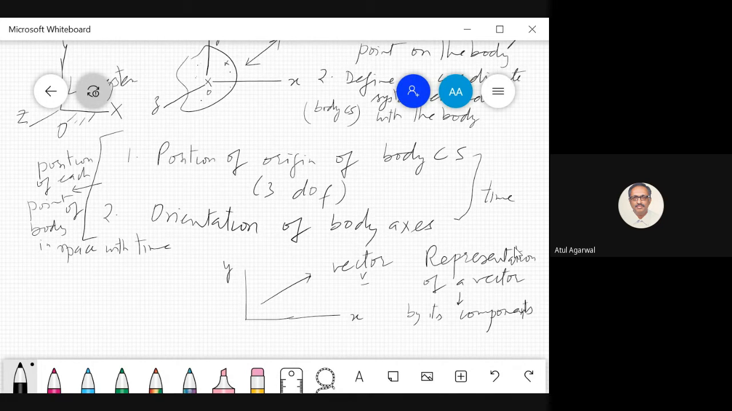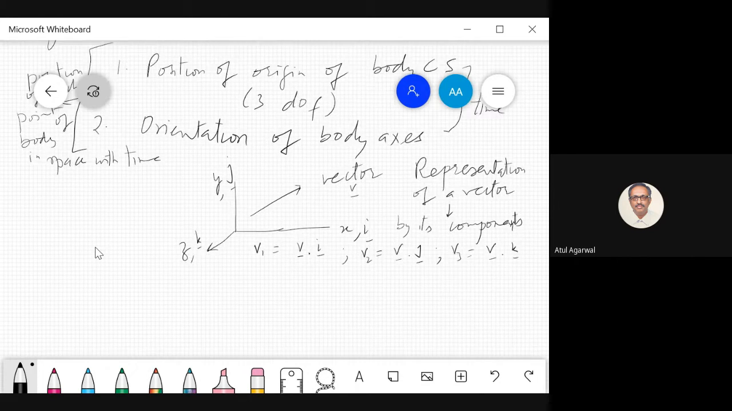So how do you find the components of a vector? You take the dot product with the unit vectors along the 3 directions, and you will get the components of the vector. So V1 is what? Vector V dot I. Component V2 is vector V dot J. Component V3 is vector V dot K. This way you get the 3 components of the vector.